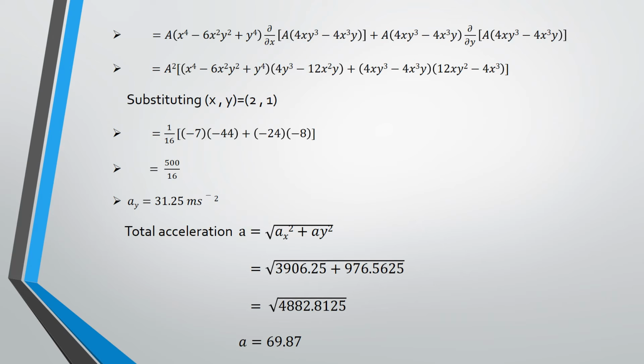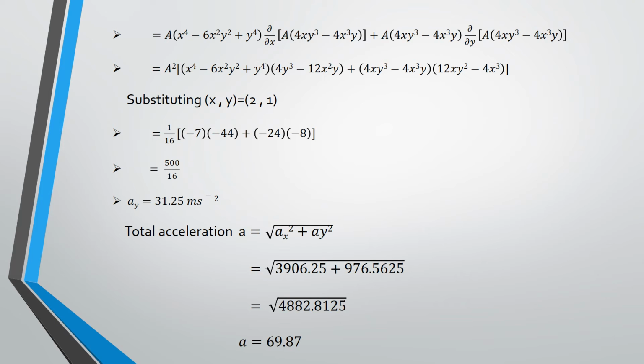Solving this equation, we get a square into x cube x power 4 minus 6x square y square plus y power 4 into 4y cube minus 12x square y plus 4xy cube minus 4x cube y into 12xy square minus 4x cube. Now substitute the values of x, y equals 2, 1 in the above equation. We get ay equals 500 by 16, which is equal to 31.25.